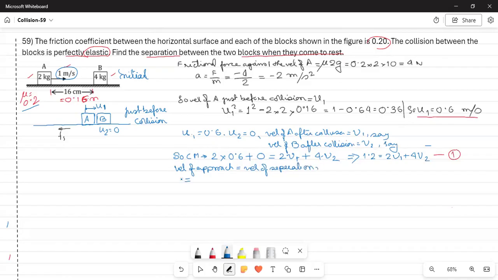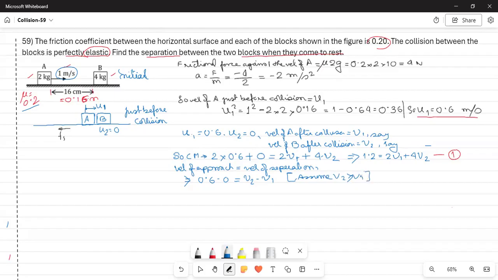From this we find velocity of approach. Body A was moving at a speed of 0.6 and body B was static. So velocity of approach is 0.6 minus 0, which will be equal to V2 minus V1. Assume that V2 is more than V1, and both are towards right.